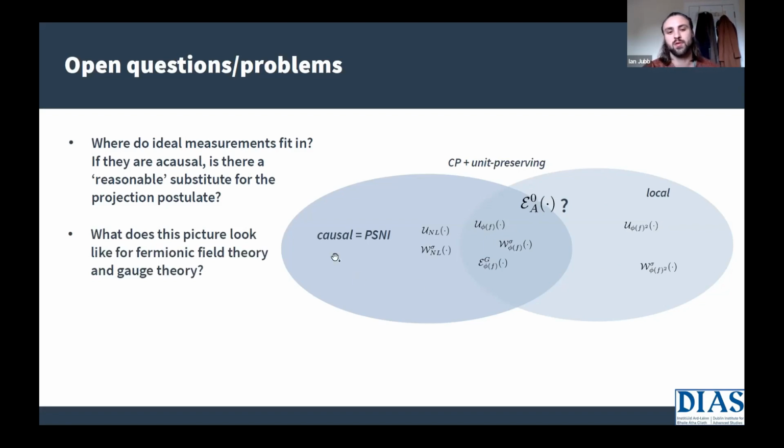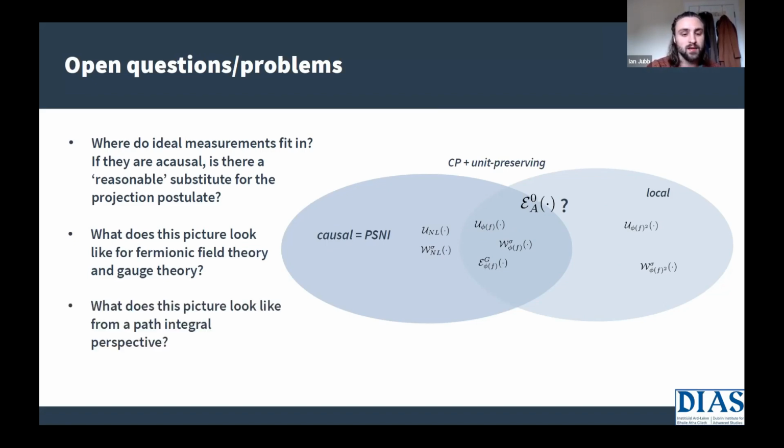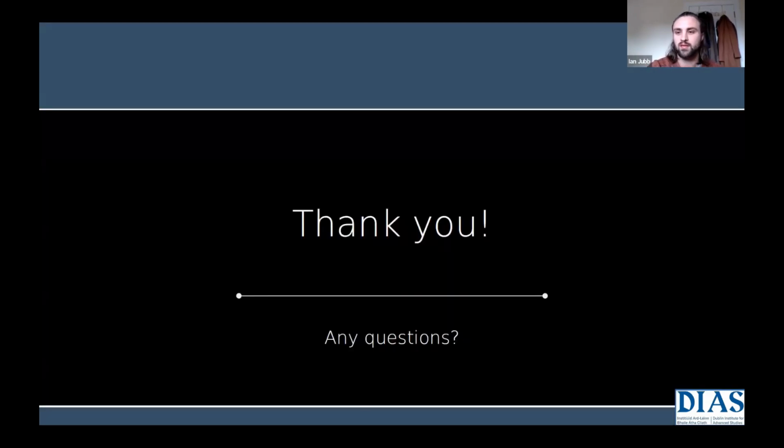I was also only talking about real scalar quantum field theory for a lot of this, and this causality equals path support non-increasing statement was only shown for real scalar quantum field theory. So it would also be nice to see if this generalizes to fermionic field theory and or gauge theory. And then finally, we just started looking at this whole story in the path integral framework. And it would be nice to see if there's anything more that could be learned there, if we can state these causality conditions in maybe an even more natural way. Okay, thank you very much.